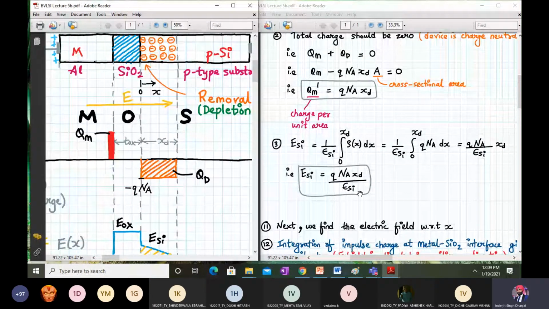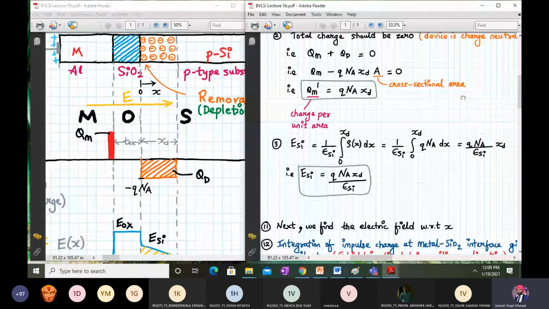Okay, so from here we'll go forward. Just remember this term. I will appreciate it if all of you note this formula down: electric field in silicon will be q into NA into XD divided by epsilon SI.